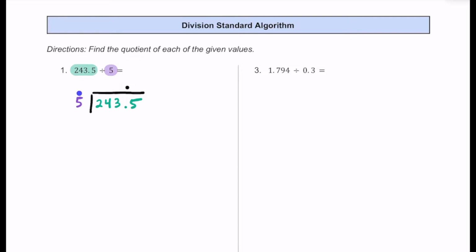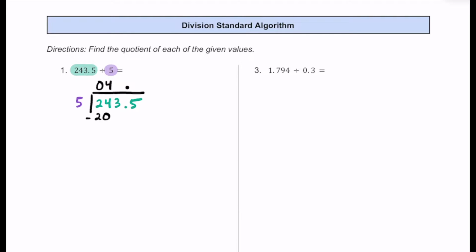Now, first things first, we're going to take this 5 and see how many times it fits into 2. Now, it doesn't fit in a whole number of times. We're going to put it as 0. It fits in 0 times. Next, we're going to see how many times this 5 fits into 24. Now, go through your 5 times tables, but we can't go over 24. So 5 times 4 is going to be 20, and that's as high as we can go. So I'm going to put a 4 on top here, then take this 4, multiply by this 5. That means we're going to get 20.